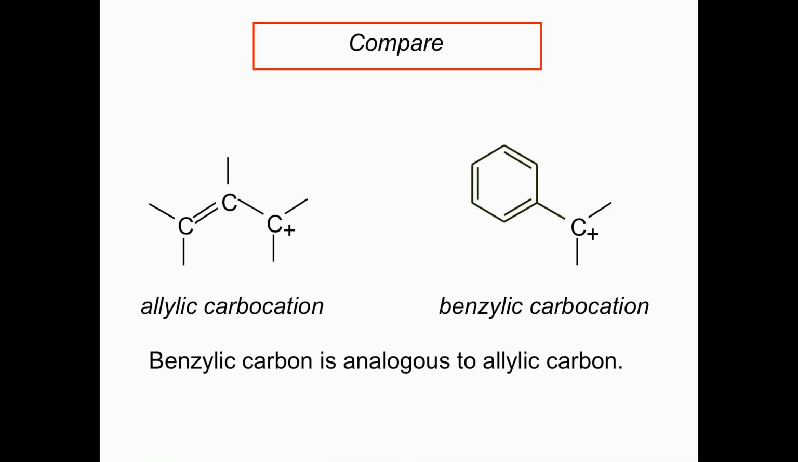Notice the similarities between a benzylic carbocation and an allylic carbocation. In each case, we have an sp2 hybridized carbocation bonded to a vinyl carbon. In the case of a benzylic carbocation, however, there are additional conjugated pi bonds that permit the delocalization of the charge throughout the molecule, whereas in the allylic carbocation, it can only delocalize over 3 atoms.